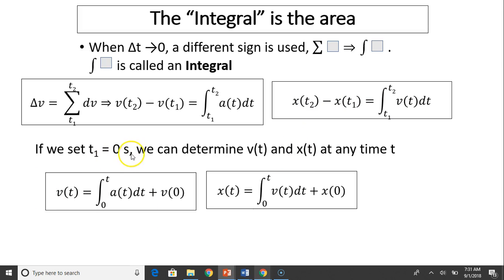So if we set t1 equals 0 seconds, then we can determine v(t) and x(t) at any time. So t2 becomes t, t1 becomes 0. So v(t) equals the integral from time t equals 0 to any time t of a(t) dt plus the initial velocity v at 0. Similarly, the position at any time t is the integral of v(t) dt plus the initial position x at 0.